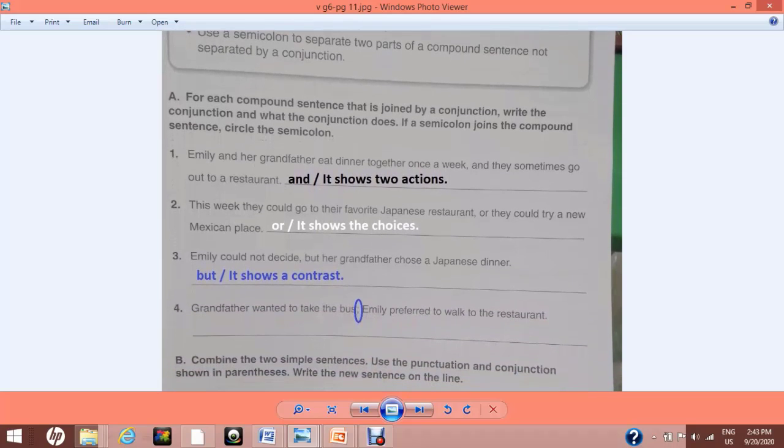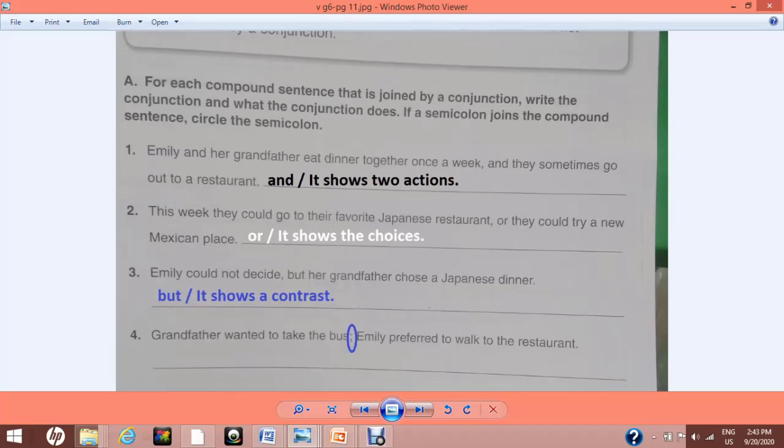Number 1. Emily and her grandfather eat dinner together once a week and they sometimes go out to a restaurant. Of course, that is a compound sentence because two different clauses have been joined with this conjunction and. Now we have written this and here, and also we have to give the purpose for what this conjunction has been used. This conjunction and actually shows two actions, or you can say it shows us some new information.